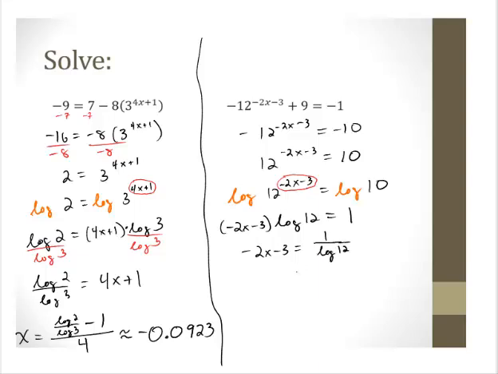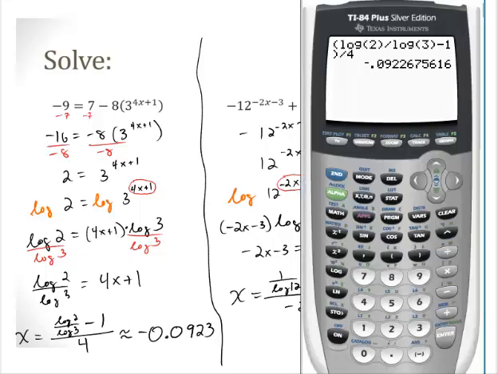And to isolate x, I would add 3 and divide by negative 2. So x is 1 over the log of 12, add 3, divide that whole thing by negative 2. 1 over, let's see, I need parentheses for the numerator. 1 over the log of 12. I'd have to add 3 to that and divide that whole thing by negative 2. So negative 1.9633.